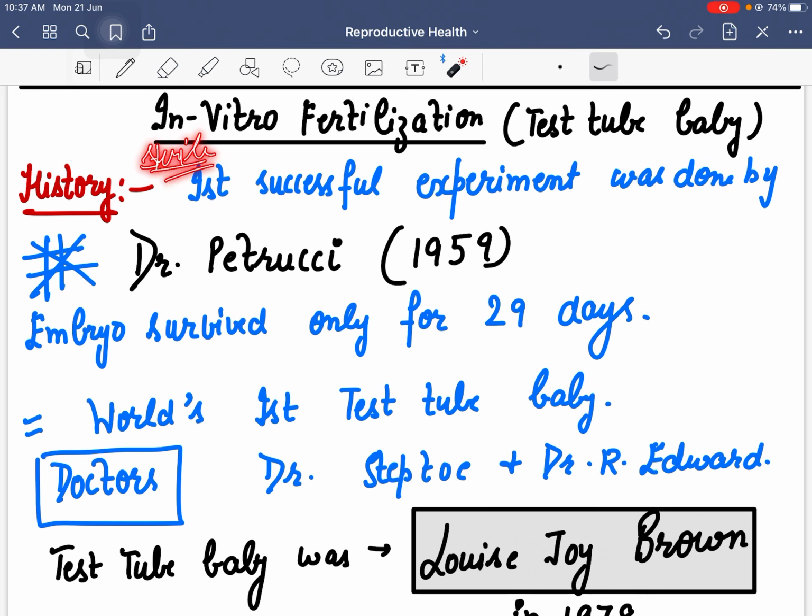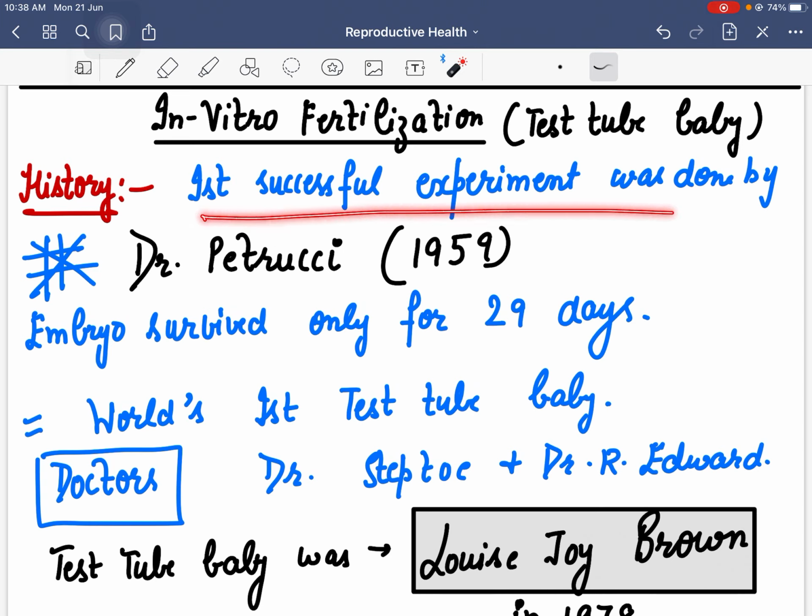And in a laboratory the most common apparatus is a test tube. That is why this name is given, that is the test tube baby. Otherwise this fertilization is done in the laboratory condition, in the outside conditions, but not in the test tube, right? So let's look into history first.